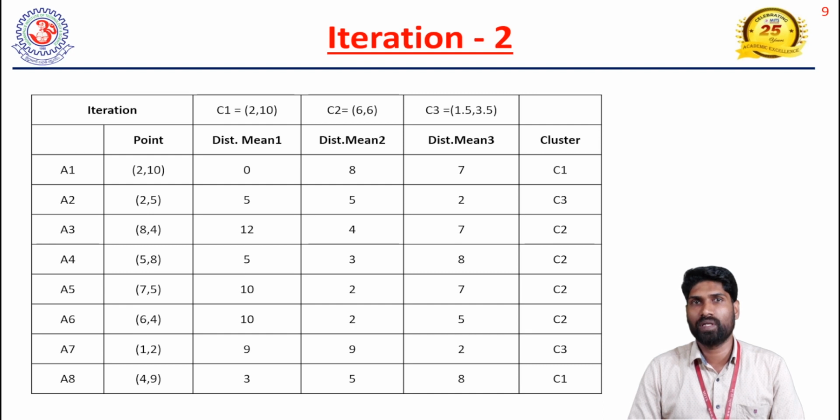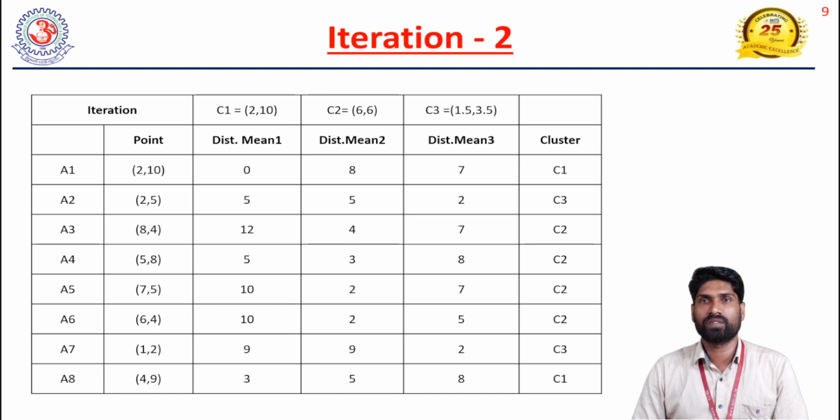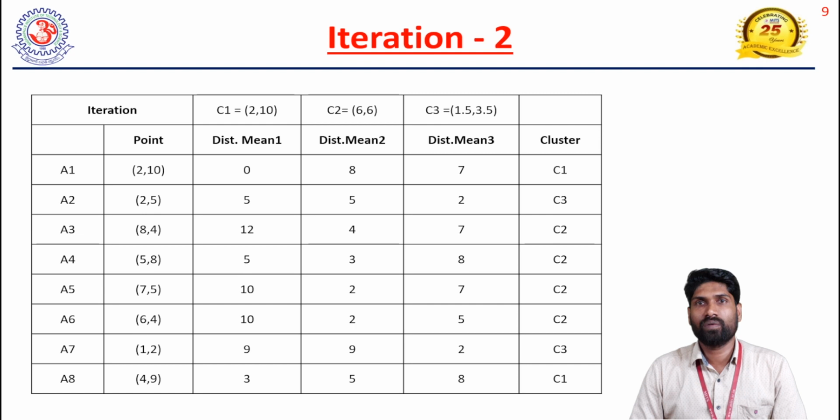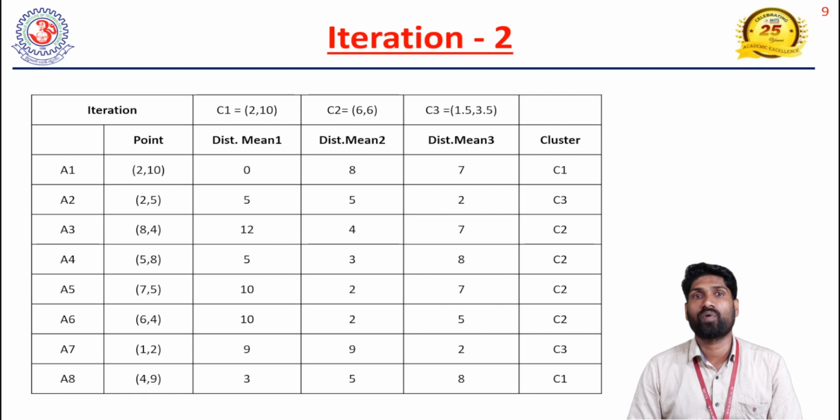Again the process we are repeating, column wise, row wise. First row, the least number is again 0 only. So that is C1 cluster, already assigned. Same way it is assigned to C1 again. Now A2, here it is assigned to C3. Then A3, you can see the least number is 4, that is assigned to C2 cluster. Then A4, the least number is C2, assigned to C2. A5, the least number is 2 and it is assigned again to C2. So A6 again assigned to C2. A7 is assigned to C3, no change. Finally you can see the last point A8.